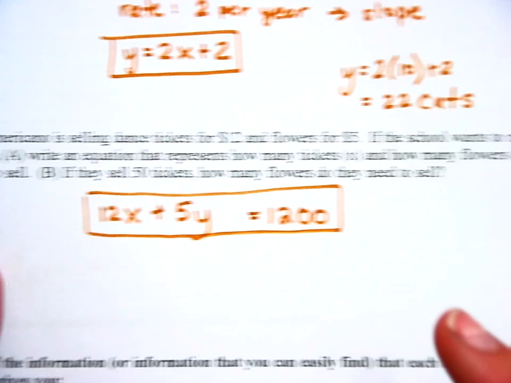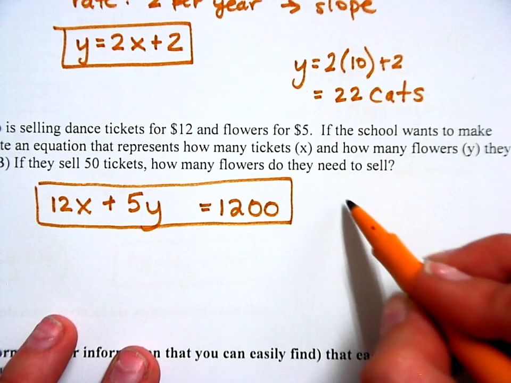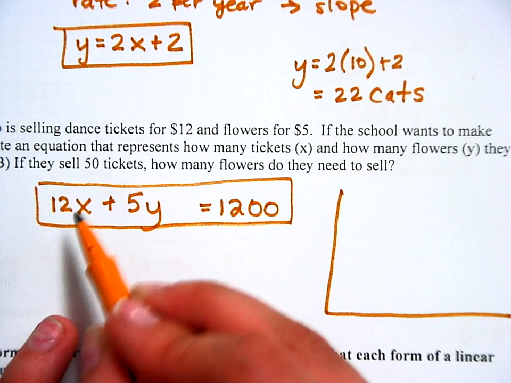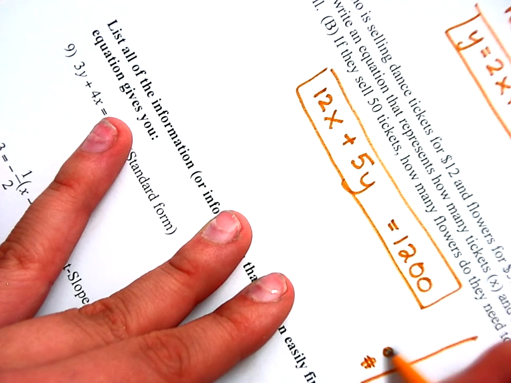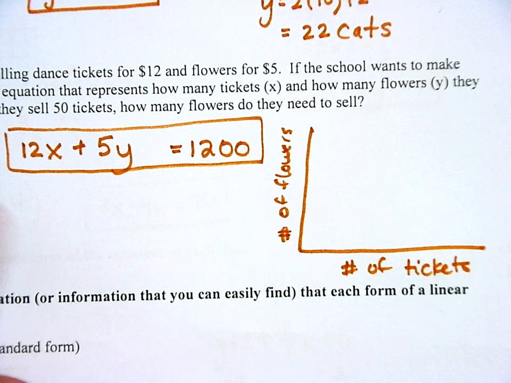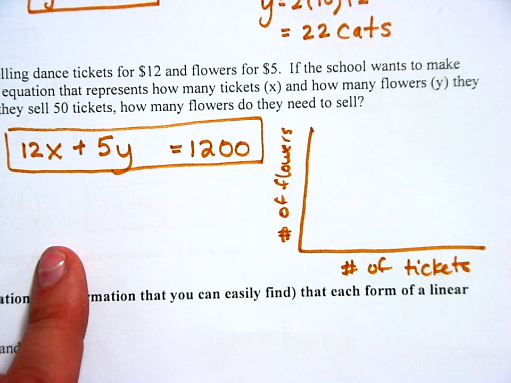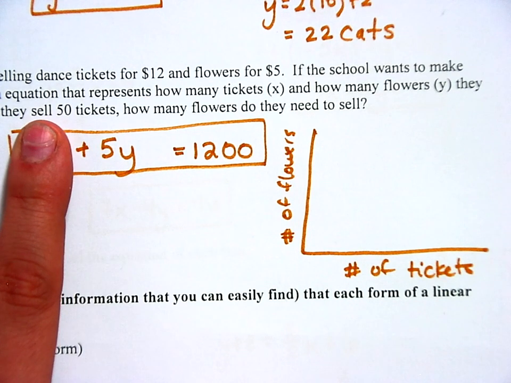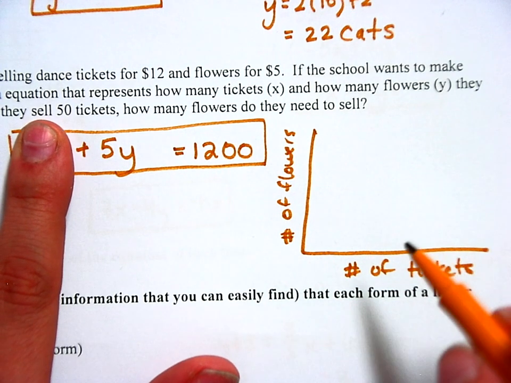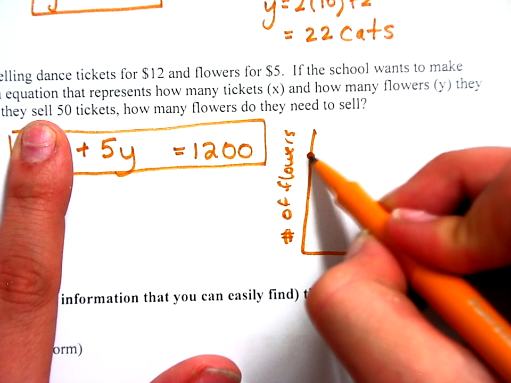Well, there's two ways you can do this. Either you can graph this. So on our graph, our x-axis is number of tickets. Our y-axis is number of flowers. And then on here, and I'm just going to eyeball this, we would graph our y-intercept and our x-intercept. So remember, to find our y-intercept, you make x 0, solve for y. So you would do 1200 divided by 5. That's going to give you 240. So on our y-axis, we're going to be all the way up somewhere at 240.